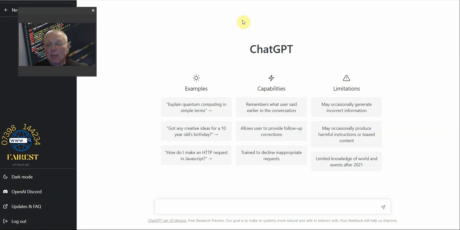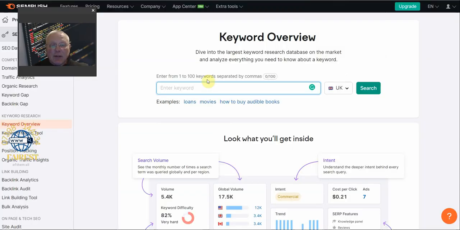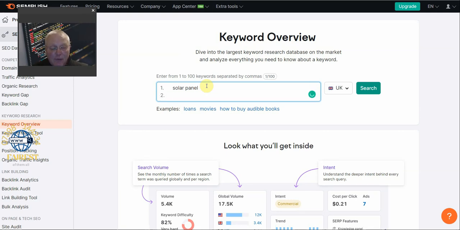This is ChatGPT, and this is the last area I'm going to look at today. The first area I'm going to look at is a keyword. So I am going to put in solar panel. Okay, energy being the key thing.